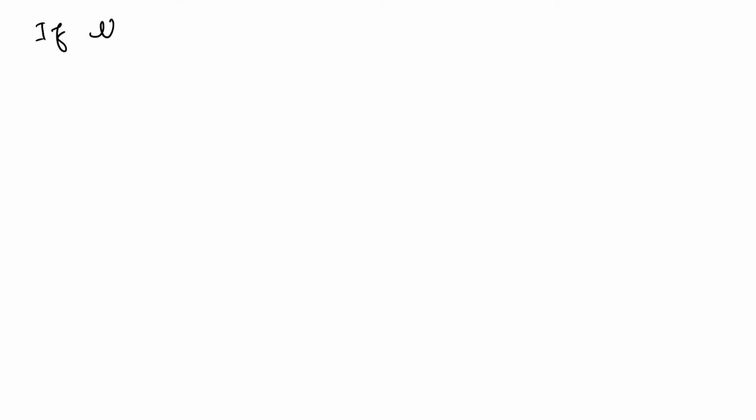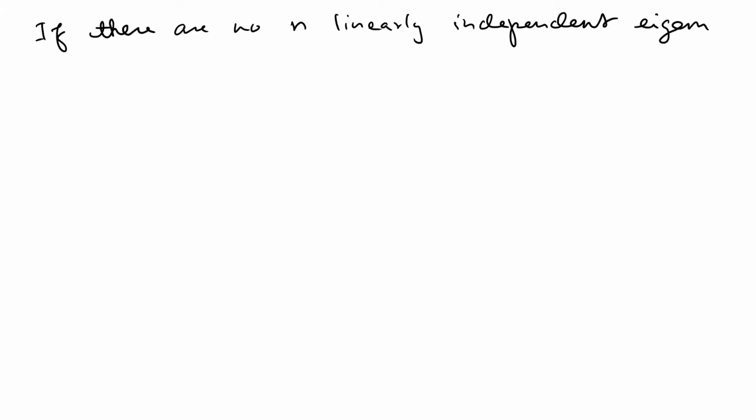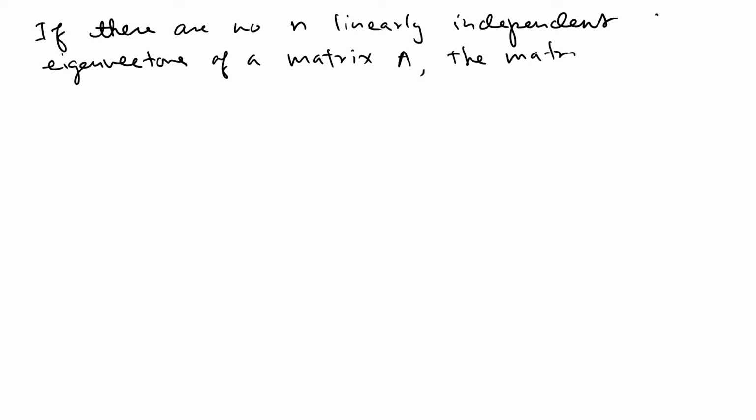If there are no n linearly independent eigenvectors of an n by n matrix A, the matrix is called defective.